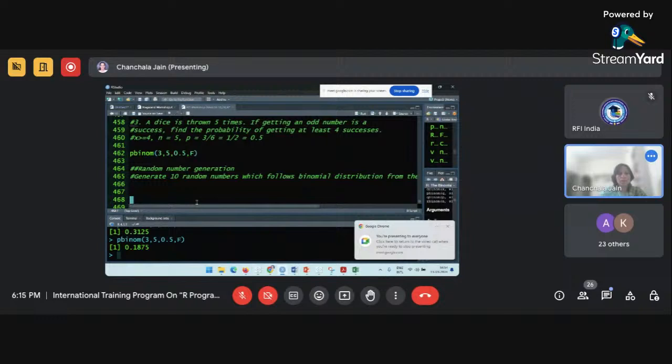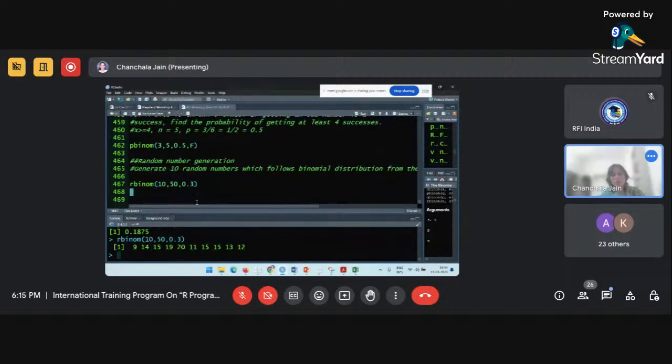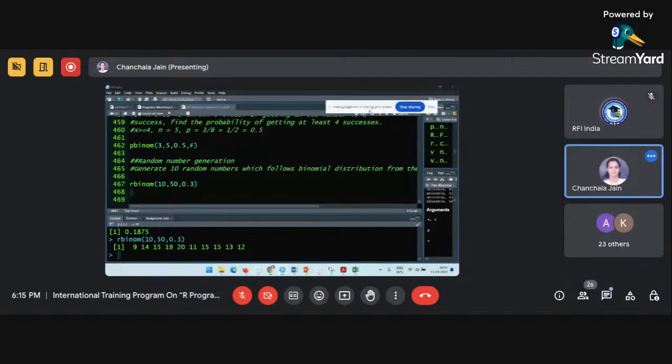So now we know to generate random numbers, we need to use rbinom, right? So I'm writing rbinom. I want to generate total 10 random numbers from the sample size of 50 and with the probability 0.3. You can get these 10 random numbers which are following the binomial distribution, and the probability of generating them is 0.3. Right? Clear? Yes, ma'am. Okay.